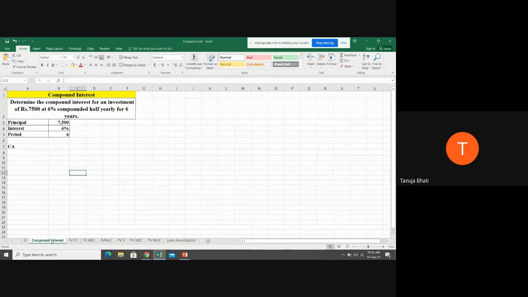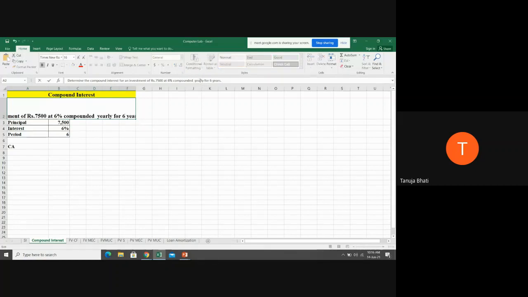Next, we'll see compound interest. Determine the compound interest for an investment of rupees 7,500 at 6%, compounded annually. Later I will show you half yearly also. Compounded yearly for 6 years. Now, principal is 7,500, interest is 6%, and period is 6. How do we calculate compound interest, students? It is simple: the compounded amount, or the future value, minus the present value or the principal amount.